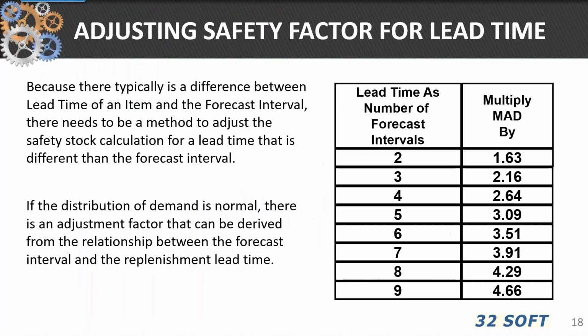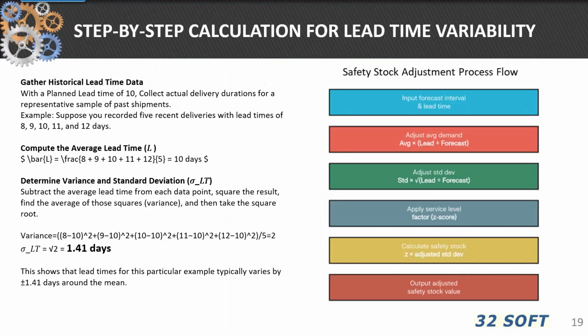Because there's typically a difference between the lead time of an item and the forecast interval, that is, you forecast on a monthly basis, but your lead time is some fraction or value not equal to a month, there needs to be a method to adjust the safety stock calculation for this lead time difference. As long as the distribution of demand is normal, there's an adjustment factor that can be derived from the relationship between the forecast interval and this replenishment lead time.